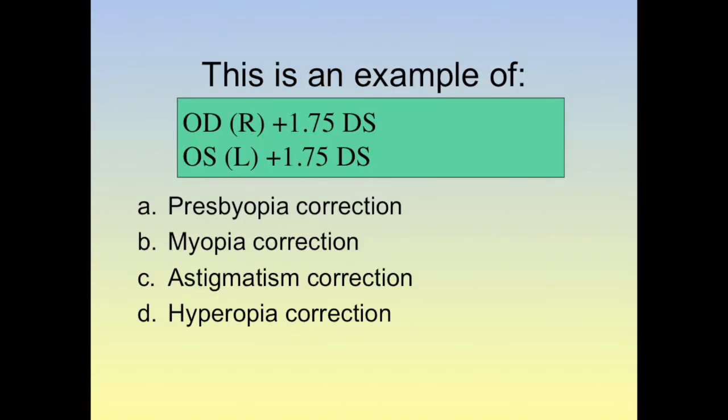This is an example of a prescription. I've got a plus 1.75 for the right eye and a plus 1.75 sphere for the left eye. Is it a presbyopia correction, a myopia correction, an astigmatism correction, or a hyperopia correction? And again, just think about that. Plus power lenses. Actually, it could be a correction for presbyopia as readers, and it also is a correction for hyperopia. So plus glasses are for both of these conditions.